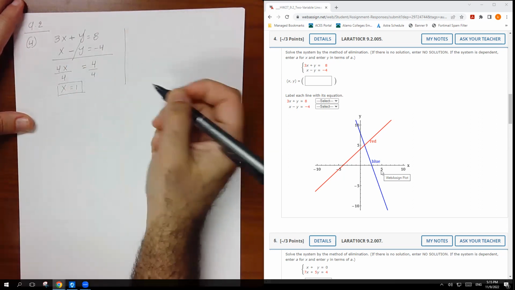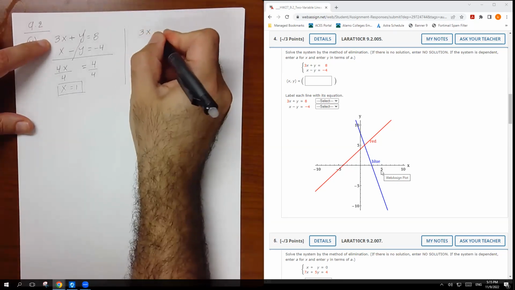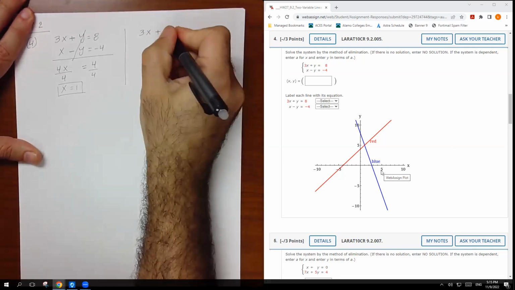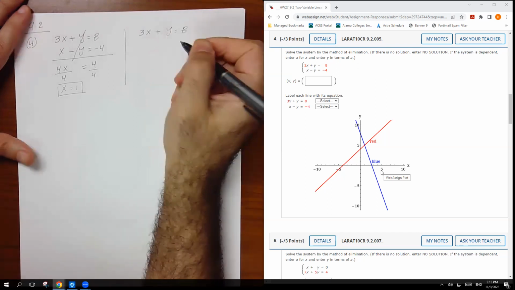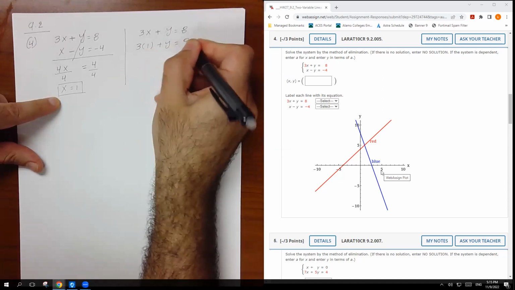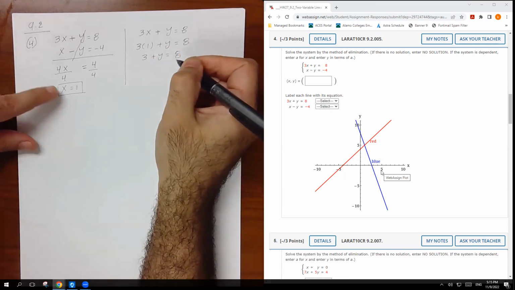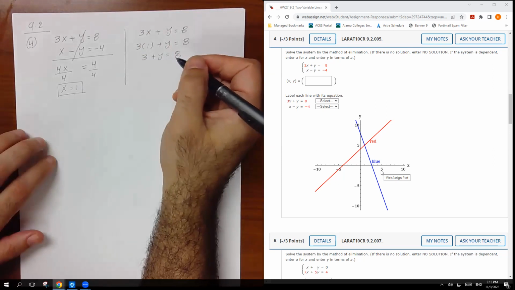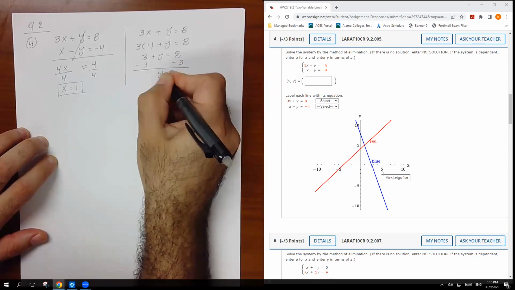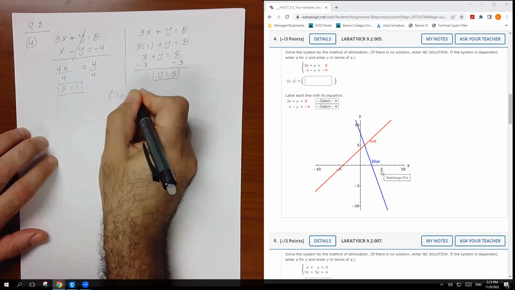I'm going to plug in 1 on the first or the second equation, it's up to you. In the first one, 3x plus y equal 8. Now x is 1, so 3 times 1 plus y equal 8. That means 3 plus y is equal to 8. Then minus 3 from both sides. That means y is going to be equal to 5. So our solution: x is 1 and y is 5.